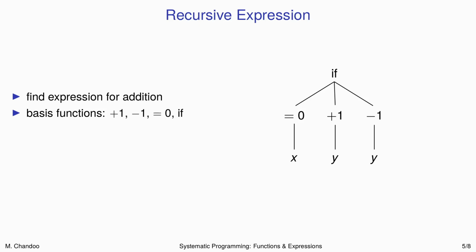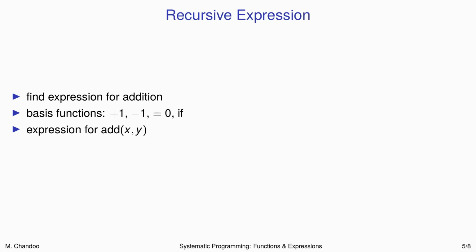The function if is defined such that if the first argument is true, then the second argument is returned, otherwise the third. In the example on the right, it would return y plus 1 if x equals 0 and y minus 1 otherwise.